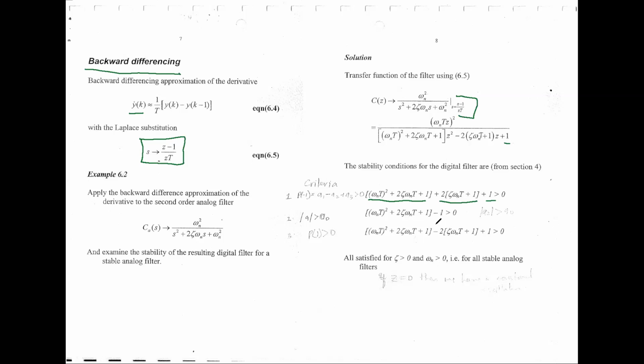The second one here is that the magnitude must be greater than the coefficient of the highest order of the polynomial. So the coefficient of essentially z squared here, because the highest order is 2. It's a quadratic equation. So this must be greater than the magnitude. So basically the magnitude of z should be equal to 1. So this whole term should be greater than 1. So basically this whole term, the coefficient of z squared minus 1, should be greater than 0.